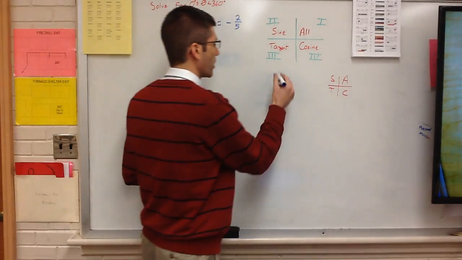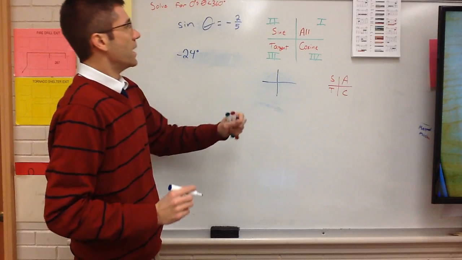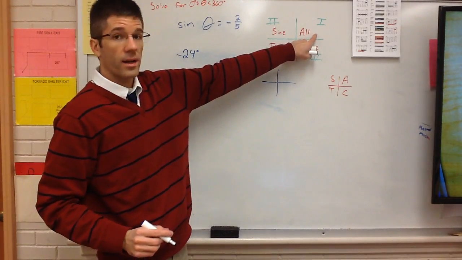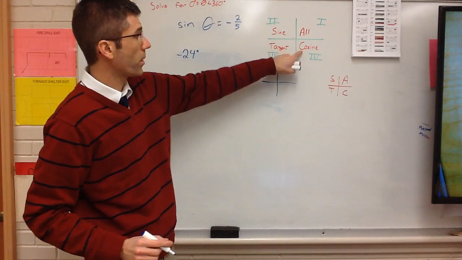All right, so let's draw a unit circle, at least in our head. Sine is negative. Ooh, not here. This is where it's positive. This tells me where they're positive.